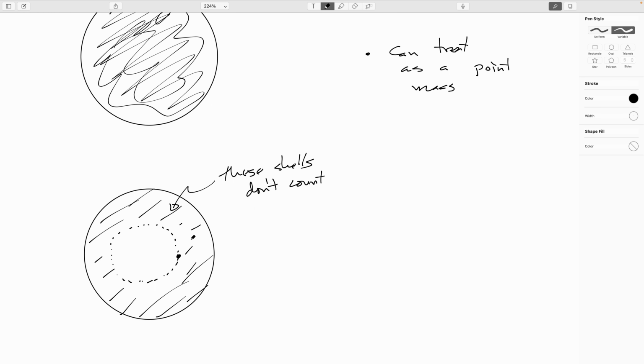And if you're inside a shell, the net gravitational force is 0. So the bit that I'm cross-hatching here in red, this is the mass that counts. And again, we can treat it as a point mass located at the center.